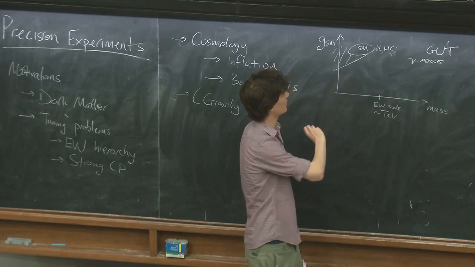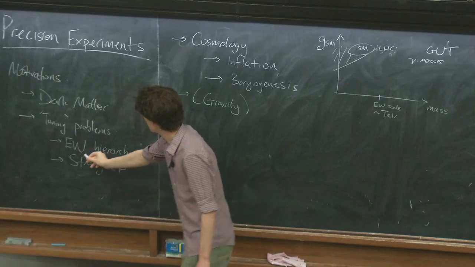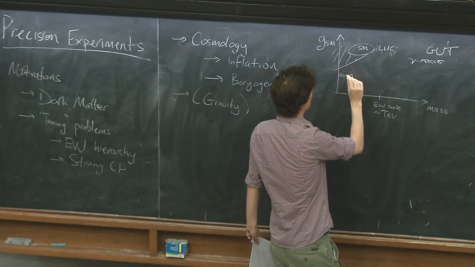And there are lots of theories of beyond standard model physics where you also have things down here. For example, the QCD axion solution to the strong CP problem. You get naturally light particles there.